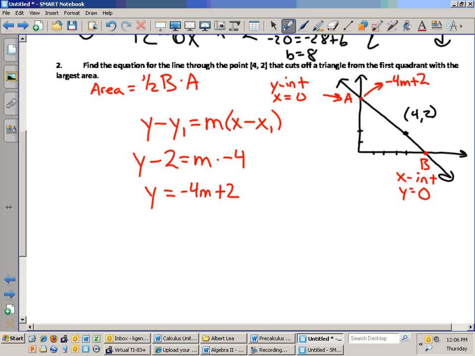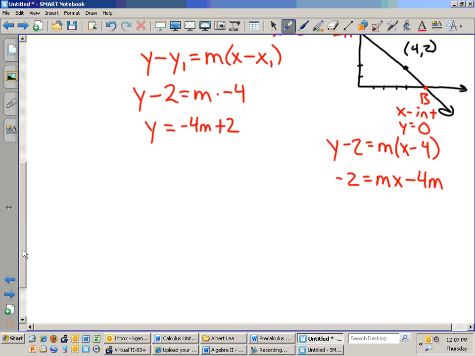That's the y-intercept. Now it's time to find the x-intercept. In order to find the x-intercept, I plug in 0 for y. So if you look at your whole formula here, we have y minus 2 equals m times x minus 4. And what we want to do is plug in 0 for y. So negative 2 equals m times x minus 4m, right?